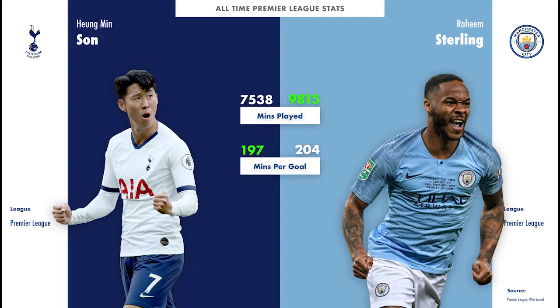But when we break it down into minutes per metric, we can see that in terms of minutes per goal, Son gets a goal every 197 minutes compared to Sterling, who gets a goal every 204 minutes. That's the stat. So there you go. I don't need to go into anything further.